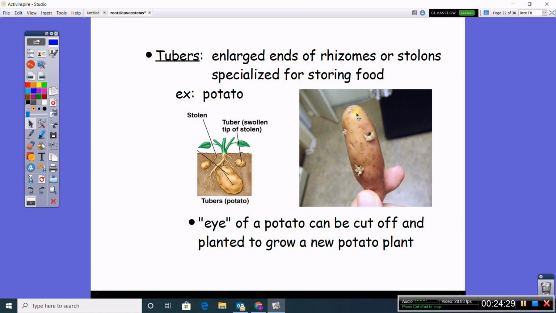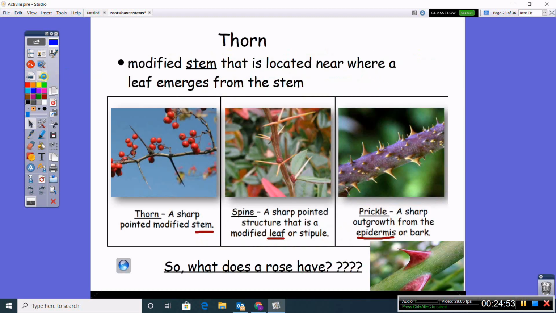It stores away starch, and the eye of the potato can be cut off and used to grow a new potato plant. So if you forgot about that bag of potatoes sitting in your pantry and you go back and it has eyes on it, you could cut a little chunk of the potato that has that eye. You could put it in the ground and eventually you would get a new potato plant.